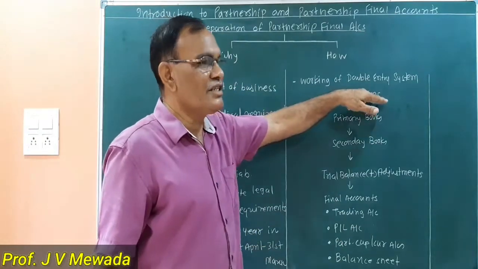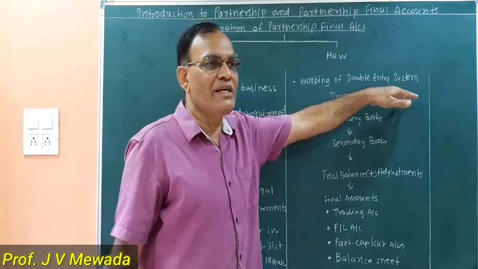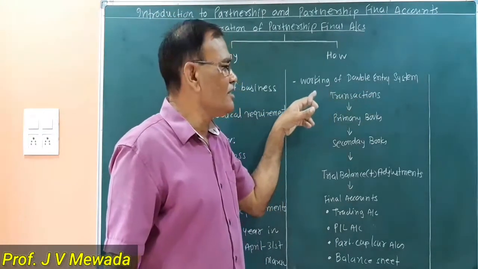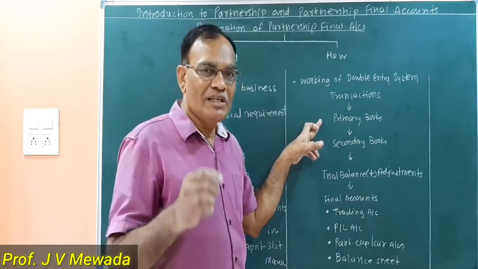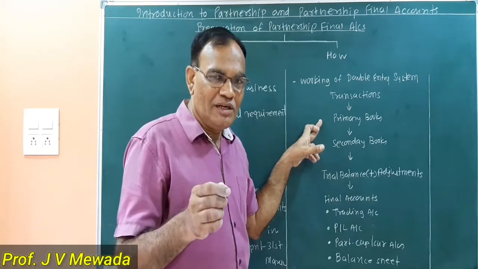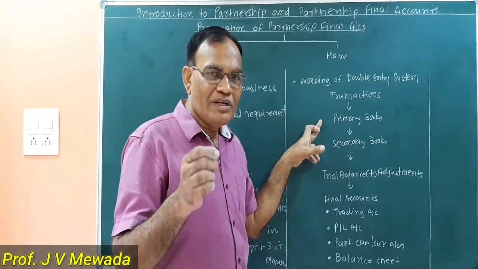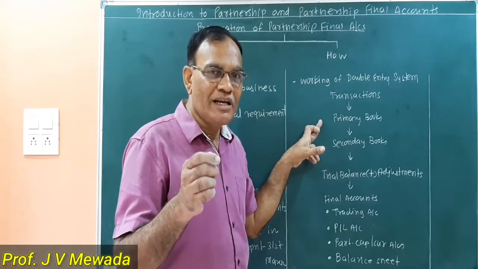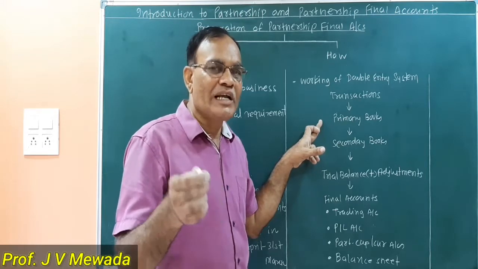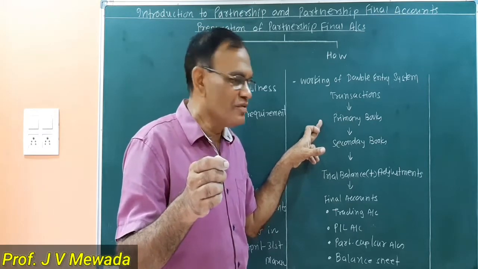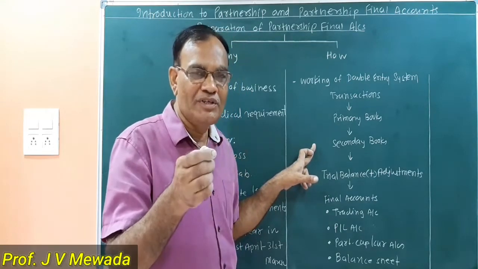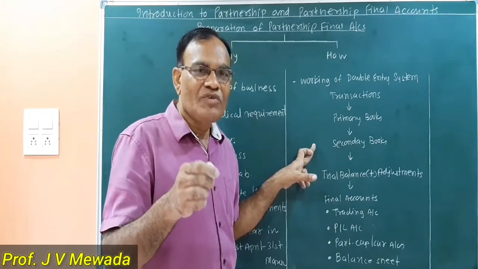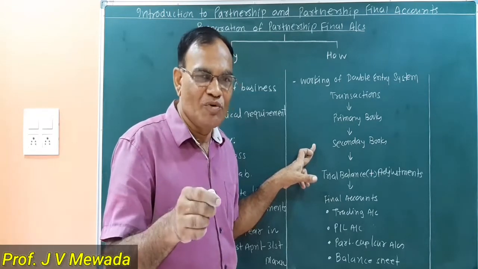First, the business transactions are taking place. These transactions are recorded in the primary books. Which are the primary books? Journal, subsidiary book, cash book, etc. are the primary books. So the transactions are recorded in these books. Then these transactions are posted, that is transferred to a secondary book which is known as ledger book.